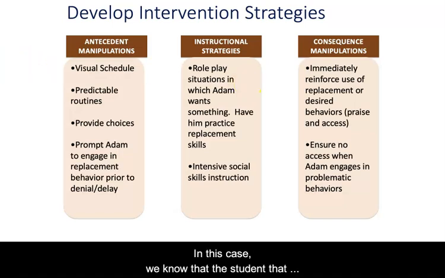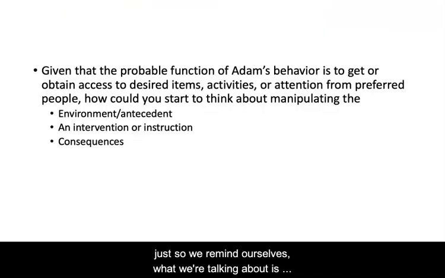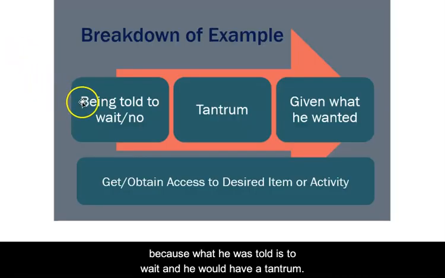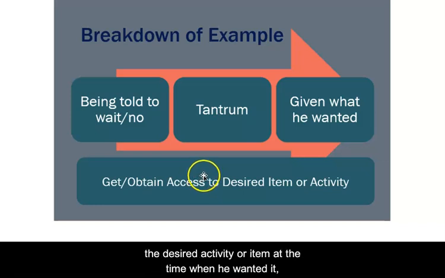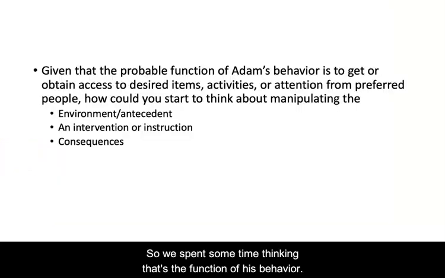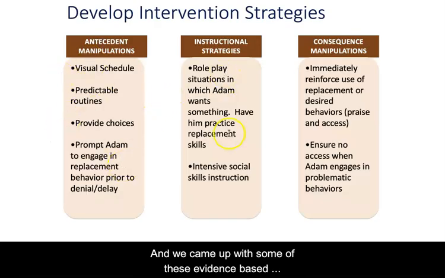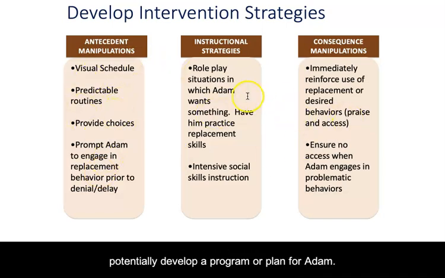So in this case, if we back up for one second, just so we remind ourselves what we're talking about, Adam was a student that we said the function of his behavior was to obtain access to desired outcomes, because what he was told is to wait, and he would have a tantrum, and that tantrum served to get what he wanted when he wanted it, in order to obtain access to the desired activity or item at the time when he wanted it, rather than wait the way he was told by teachers, right? So we spent some time thinking that's the function of his behavior, and we came up with some of these evidence-based practices or strategies or techniques that we could potentially use to develop a program or plan for Adam.